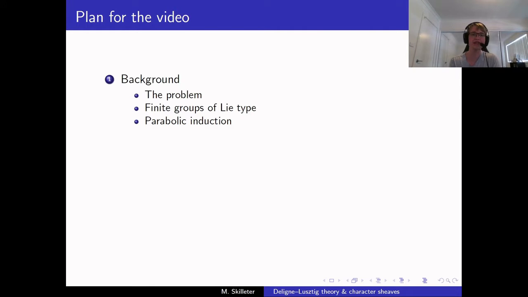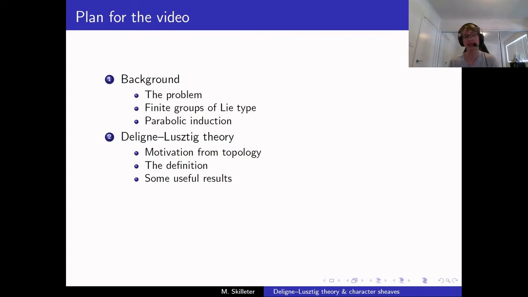So the plan for the talk is, I'm going to start by giving you some background. What is the problem we're trying to address? What are finite groups of Lie type? And then we're going to take a look at the technique that historically preceded Deligne-Lusztig theory, called parabolic induction, in the hopes that it will motivate some of the constructions we see later.